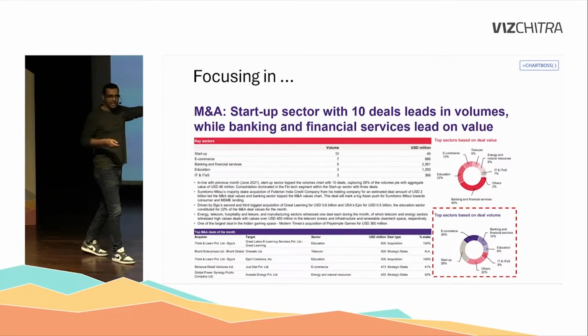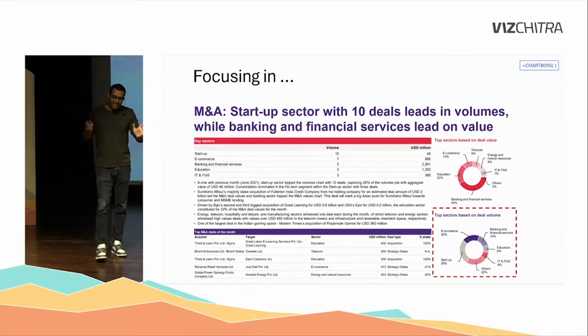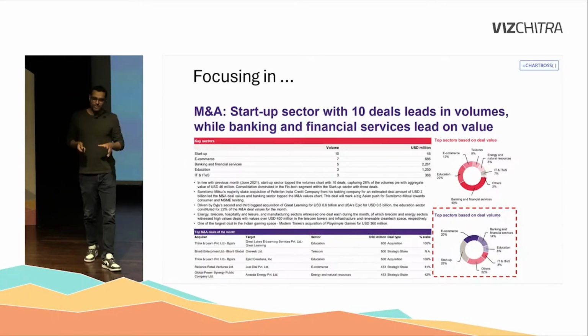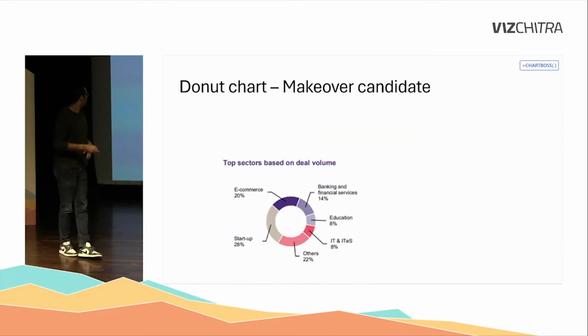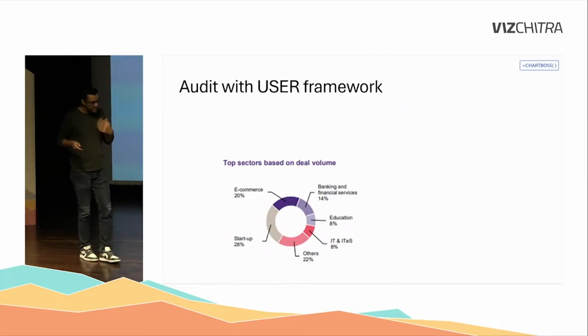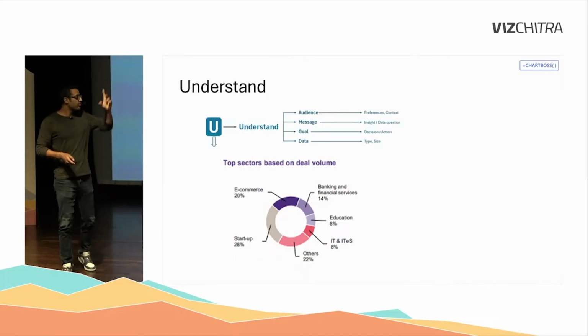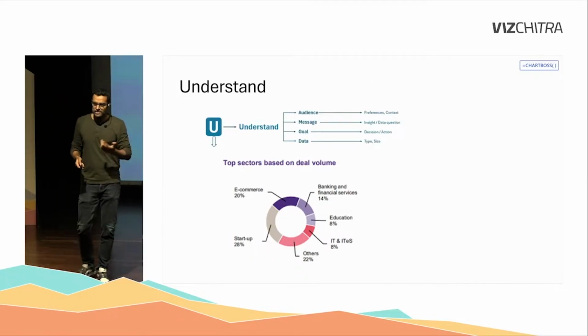It's a donut chart. Now, a lot has been said about donuts and pies, but let's get into why this might not be the right choice, right? So this is the particular makeover candidate. Now, let's audit it with the USER framework, right? So the first thing was U, understand.